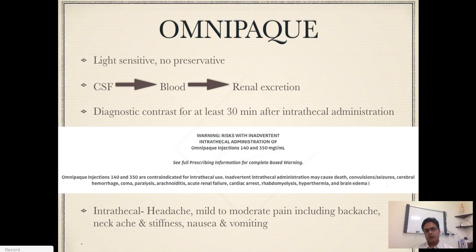Now, the important thing of this contrast OMNIPAQUE is that it's light sensitive and there are no preservatives in it. And if it does end up going intrathecally for any reason, it can lead to side effects as well. And hence, it's important not to be using the 140 and the 350 strength of OMNIPAQUE where there is a chance of intrathecal uptake.